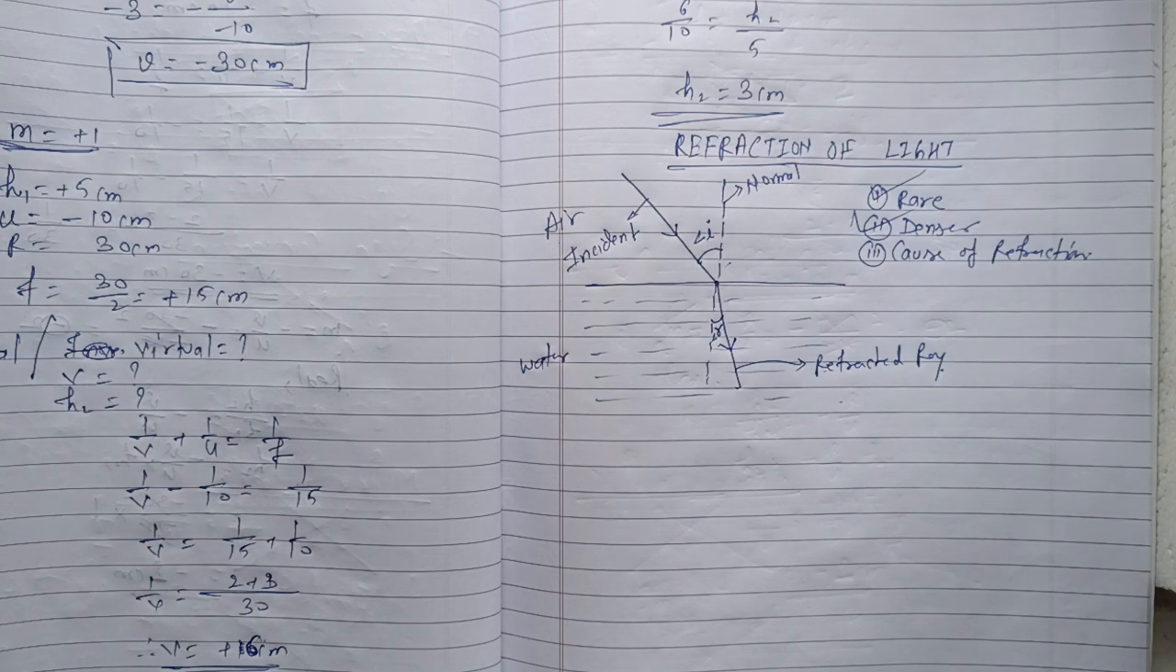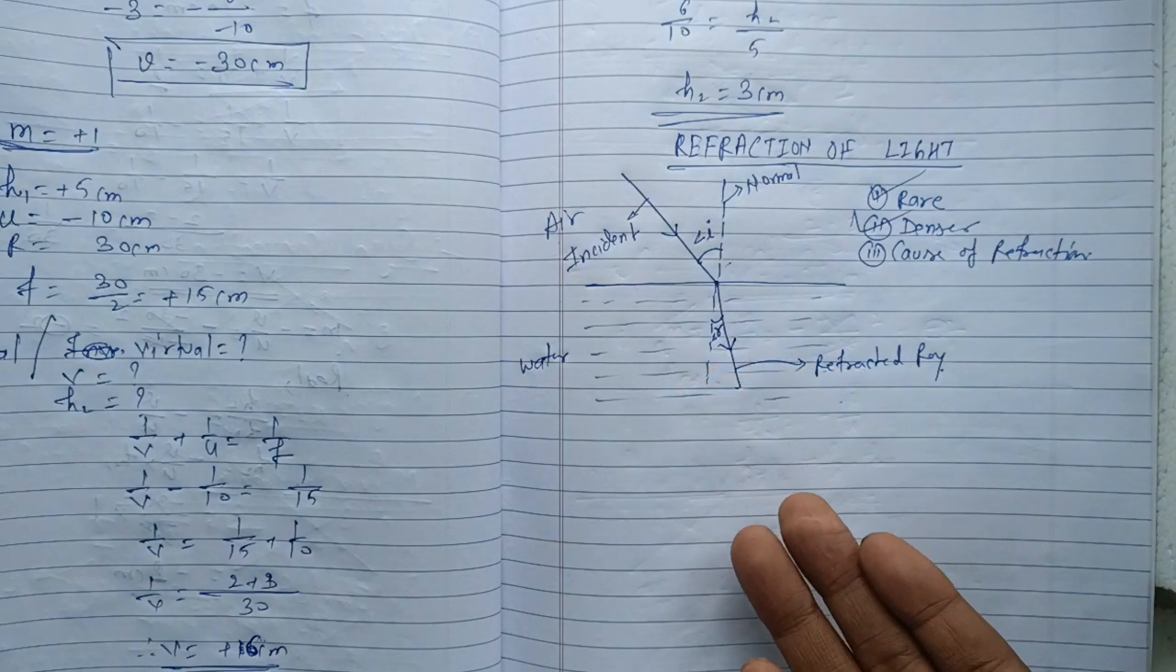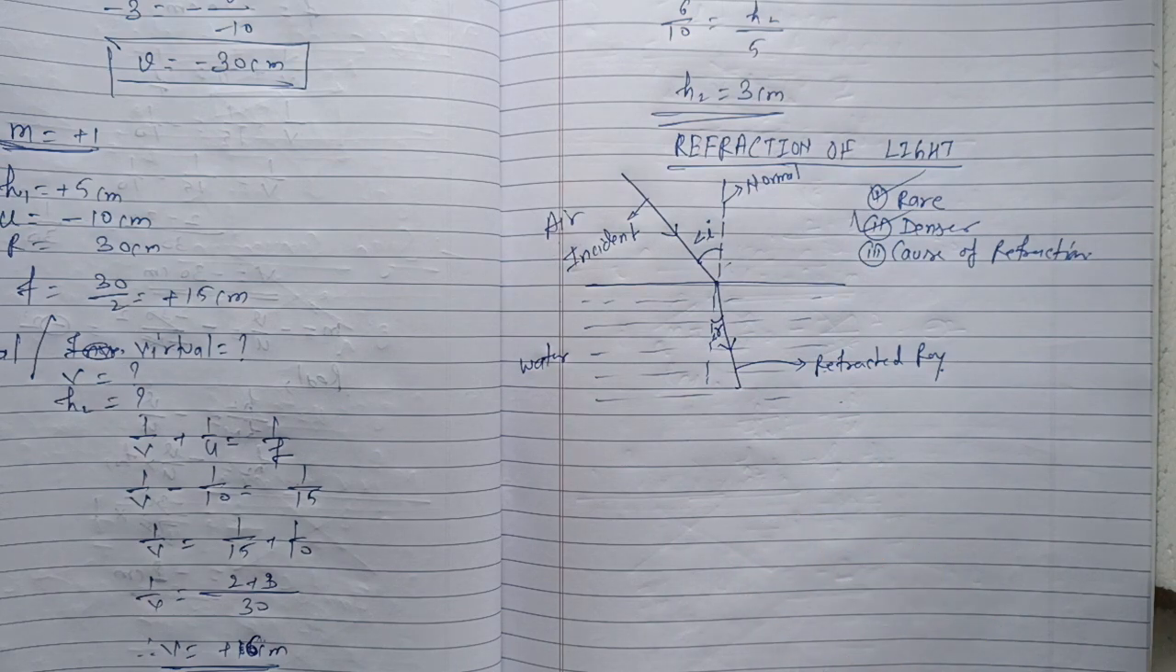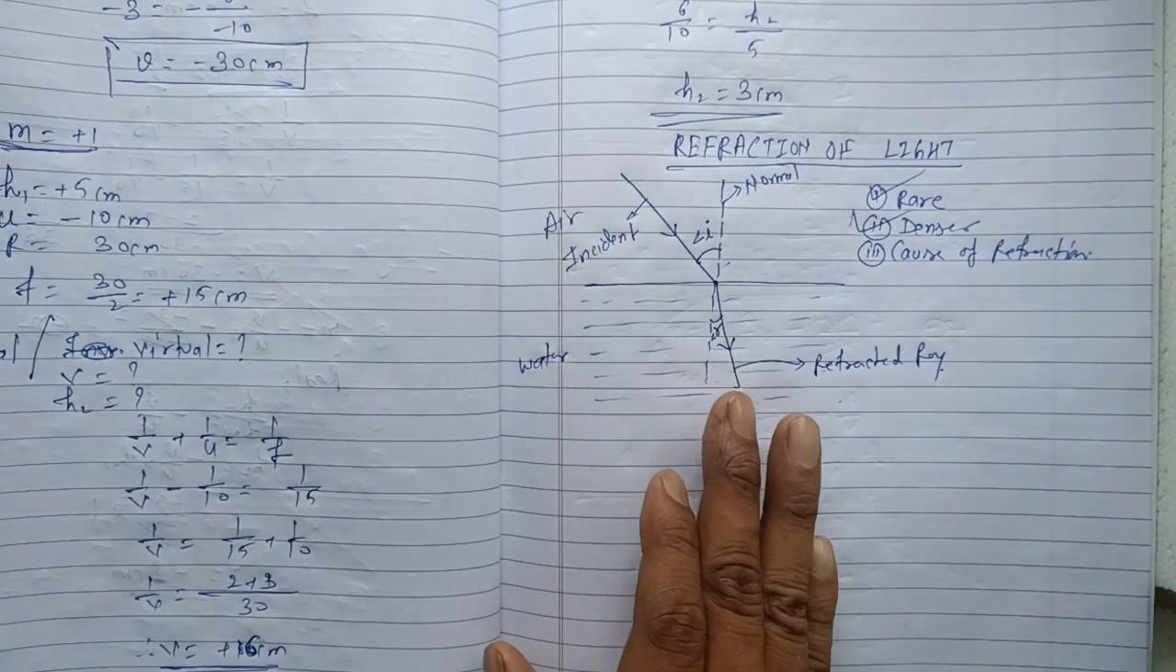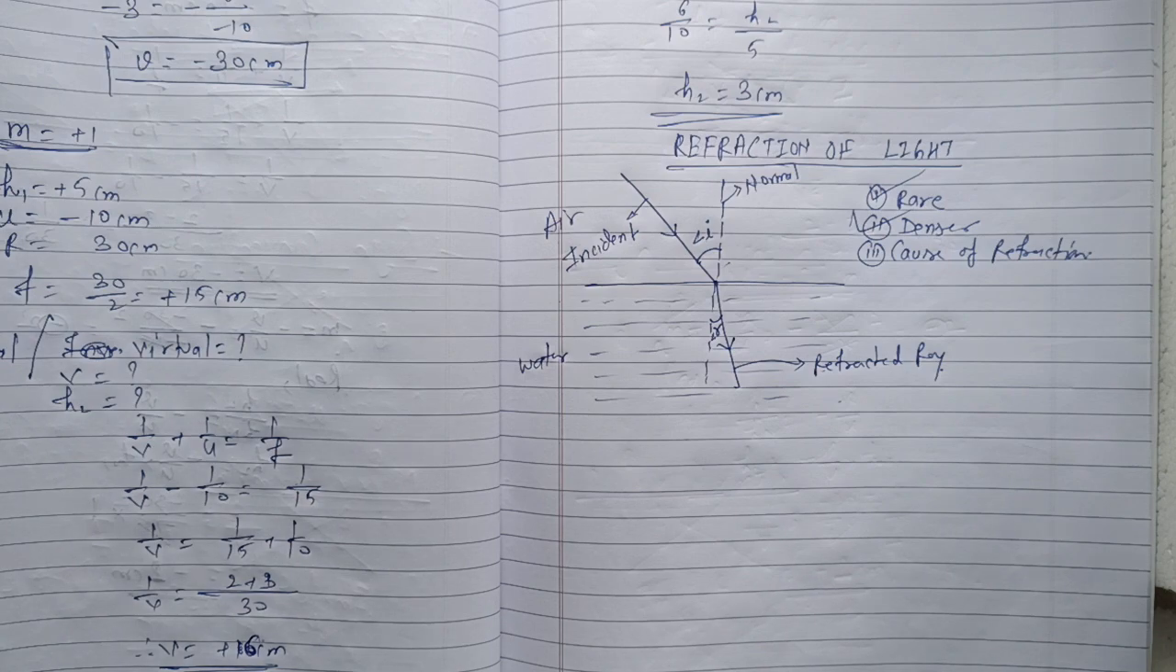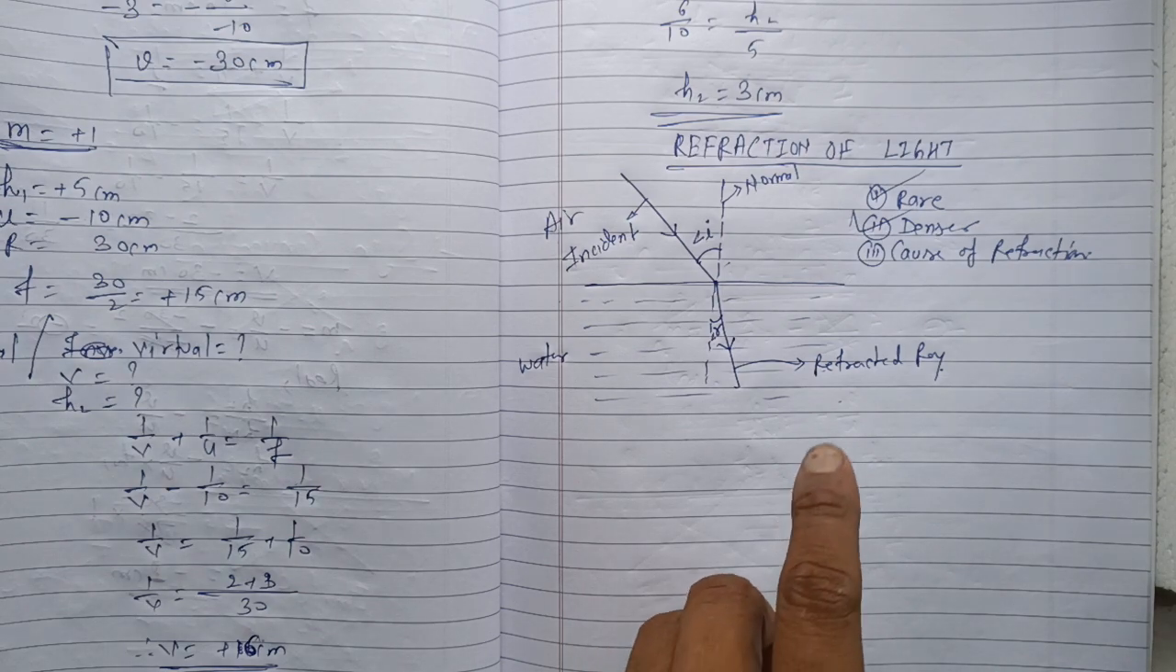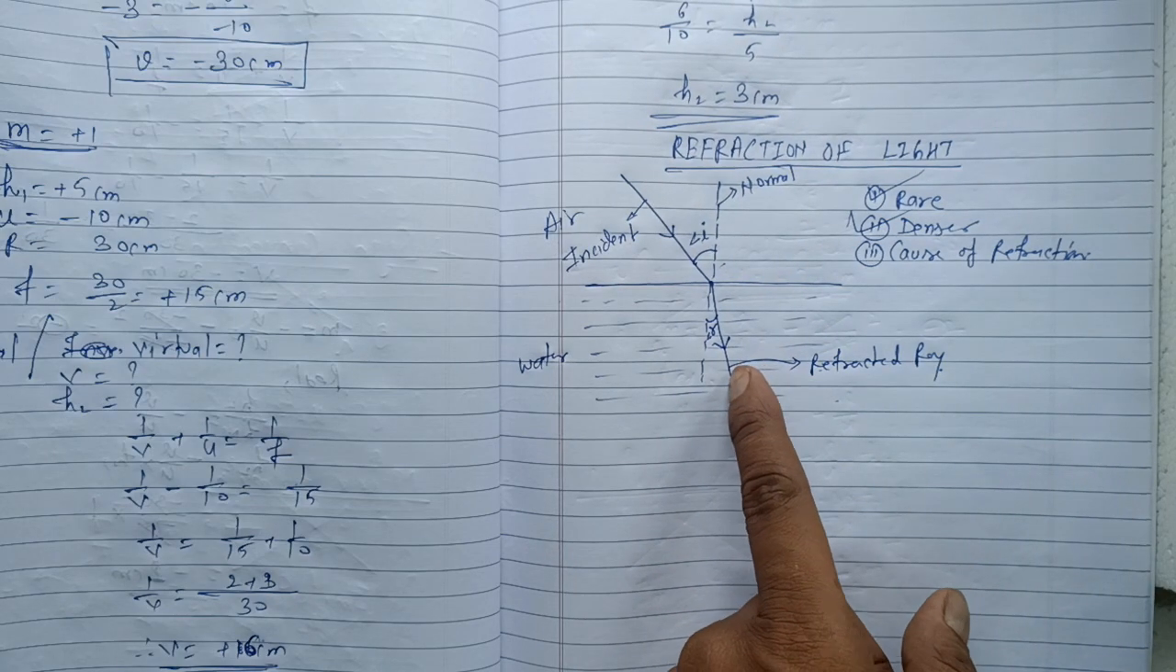And whenever the velocity of light increases, decreases, reduces or changes, the direction of the light must change. And that is what is happening here. Here you can see the light is coming from a rare medium and it is going to a denser medium. When it comes from rare to denser medium, after coming in the denser medium, it feels more opposition, so velocity gets reduced, and when the velocity gets reduced, it will bend towards the normal.